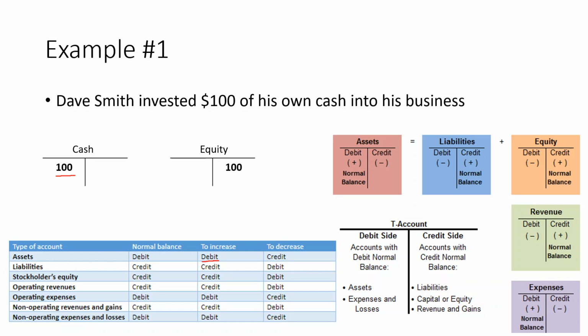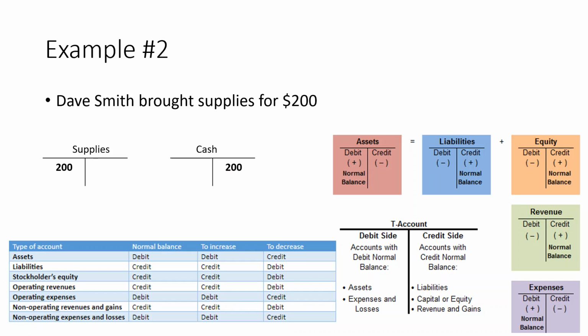However, we've also got to account for the credit balance. And we know that when a business gets money from its owner, that forms its equity. And to increase equity, we'll have to credit it. So if we look at the chart on the bottom, we can see that to increase equity, we have to credit it. And right here, we credit the equity account. It's pretty simple. Let's look at another example.